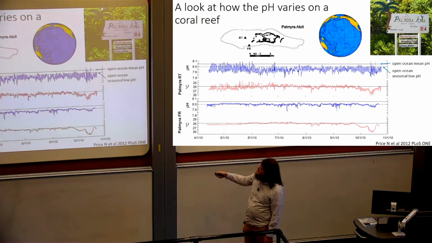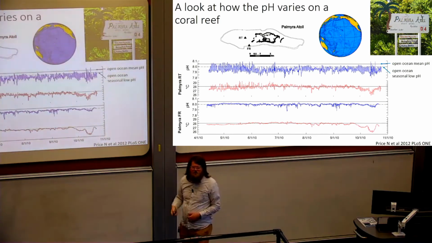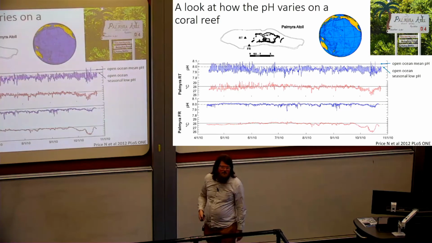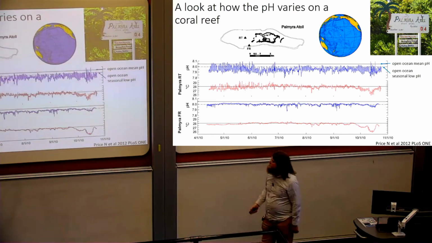And that's because these are able to mix with the ocean, so that somewhat moderates the variability, whereas the thing that's driving the variability is on the coral reef up here. Okay? So it's not really able to mix with the ocean so well because it's isolated from it. So let's have a look at what's happening on this annual cycle.